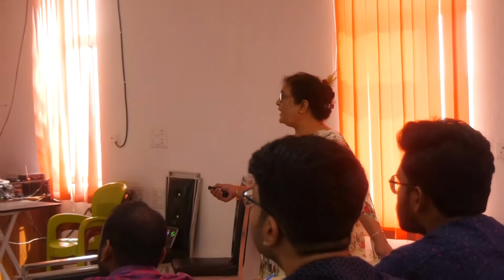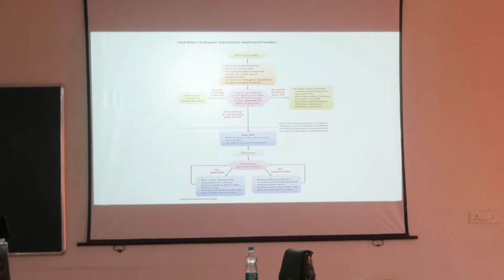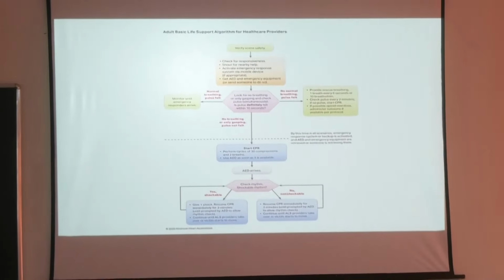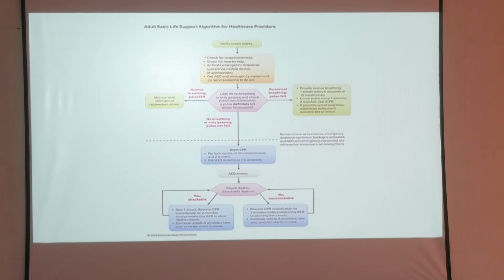So chest compression. Next is the 30:2 compression ventilation ratio. Whether you are a single rescuer or double rescuer, you give 30 compressions and 2 ventilations. Okay, 1 respiration per 6 seconds, so 10 respirations per minute. Okay, so 30:2. This is very, very, very important. Next is, now start CPR.